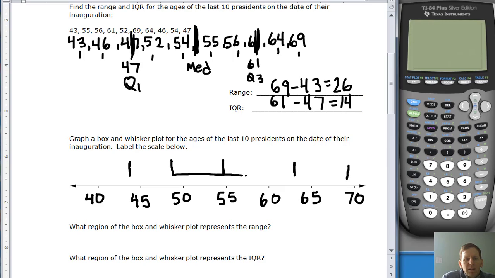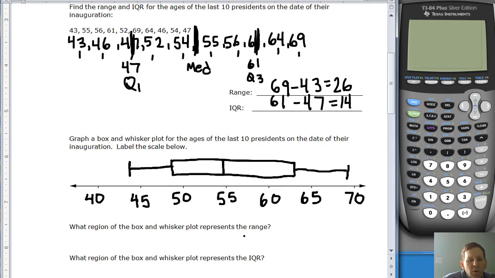The box of our box and whisker plot should connect Q1 and Q3 together with the median, this line that's in between these values. And then our whiskers will extend from the Q1 value to the minimum and from the Q3 value to the maximum. And that's a nice little way of drawing a box and whisker plot.